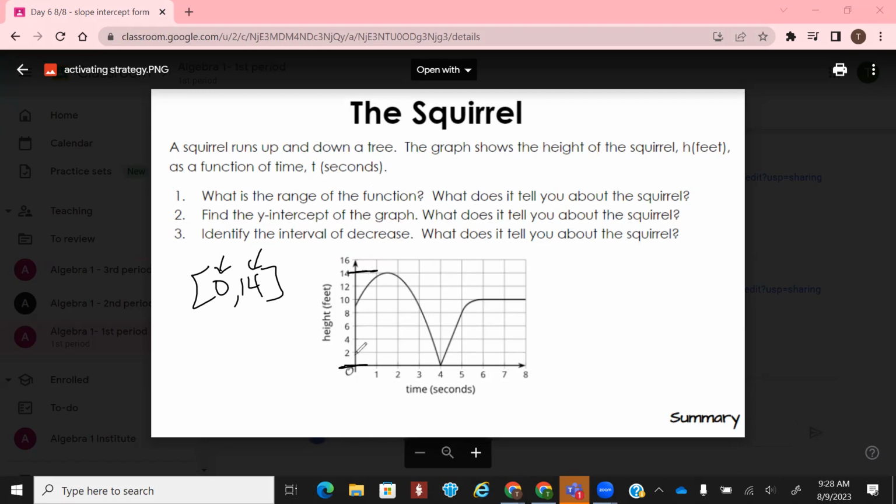What about the y-intercept? What's the y-intercept for this graph? It's in between 8 and 10, which is 9. So the y-intercept is going to be 0, 9.